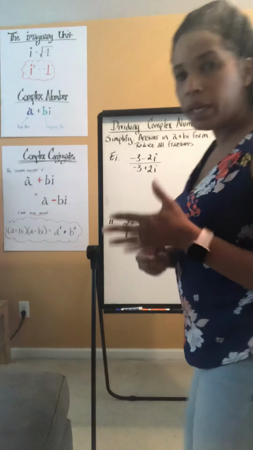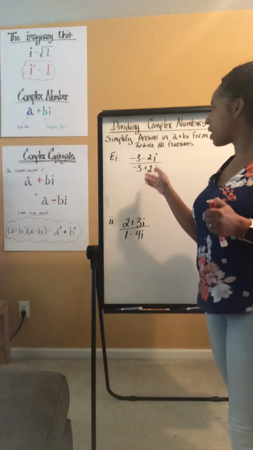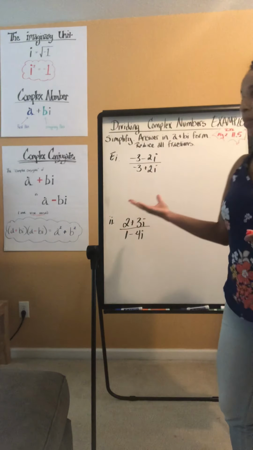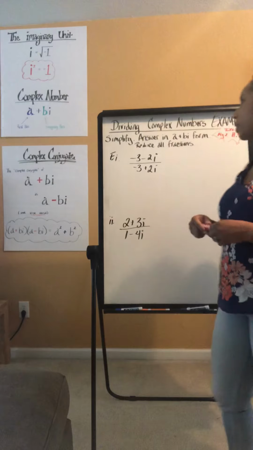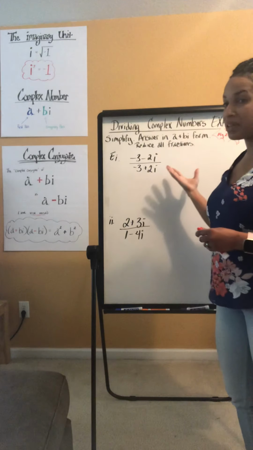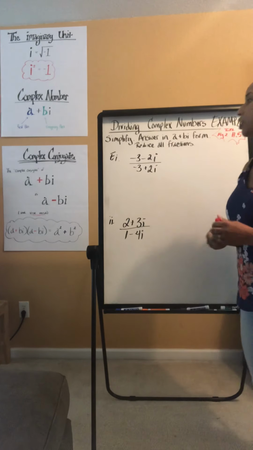Alrighty, example E. Again, we are simplifying. We are dividing complex numbers. Complex numbers meaning we just have an i involved. It's in a plus bi form, and we're going to answer in a plus bi form and reduce all fractions.